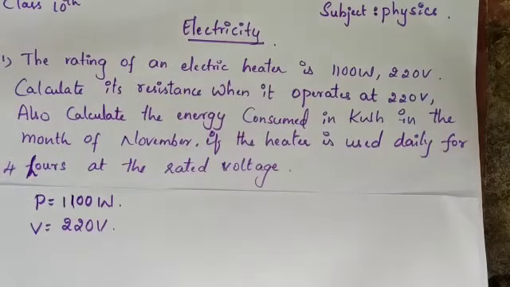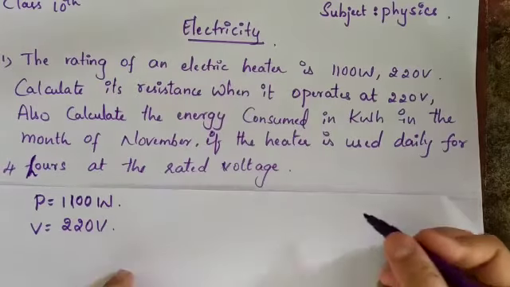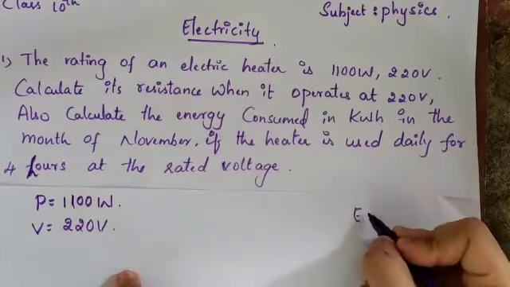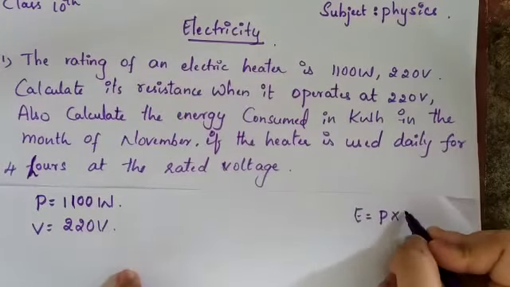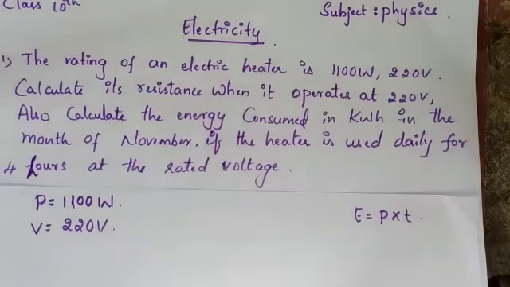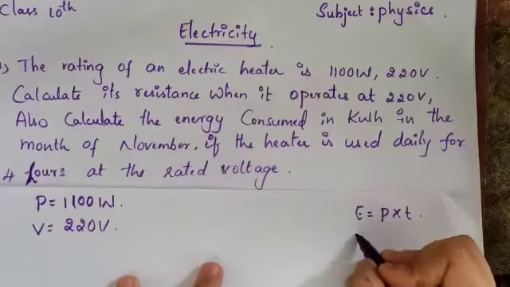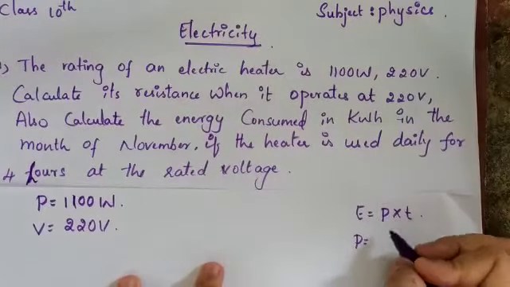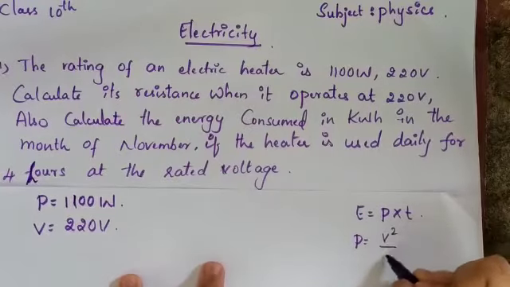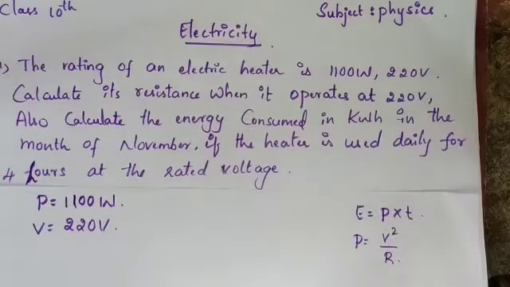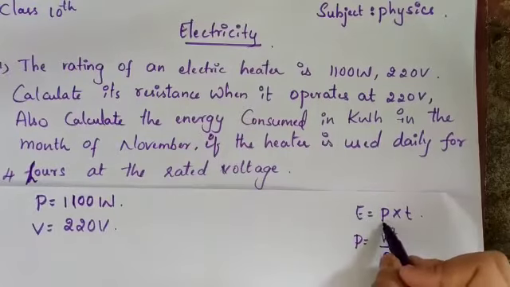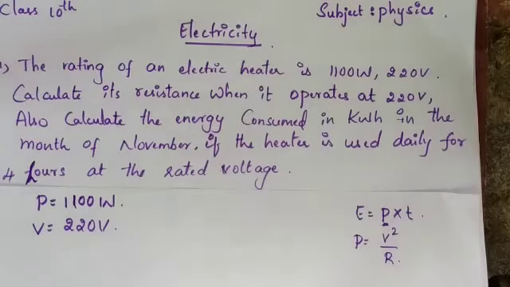To find the energy consumed, let me write the formula. Energy consumed is equal to P into T. Remember this formula. Another formula for power, if V and R are given, is V square by R. Here P is given, and the time is given as 4 hours, so you can find it out.